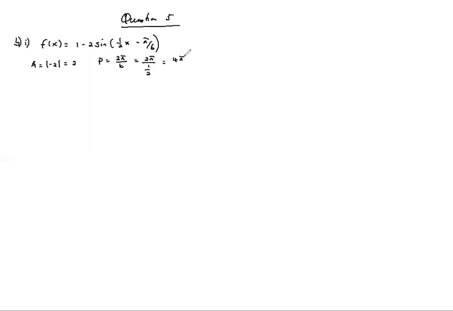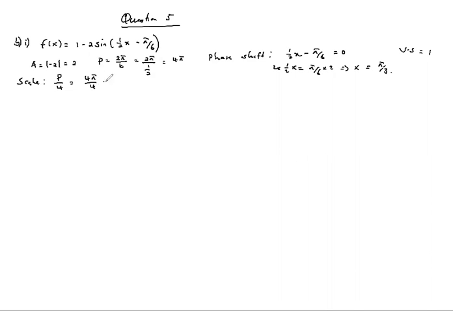The phase shift: half x minus pi over 6 is 0. So x half is pi over 6, multiplied by 2, so we get x is equal to pi over 3. The shift is to the right, and the vertical shift is 1. And then the scale is going to be period over 4. That is 4 pi over 4, which is pi.